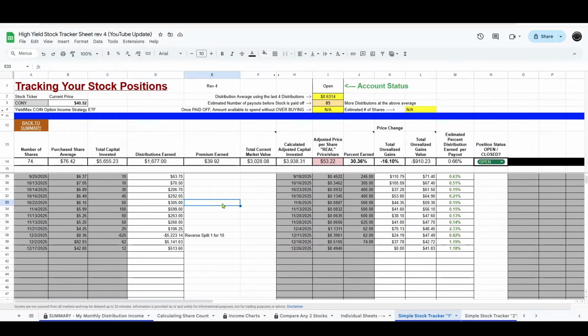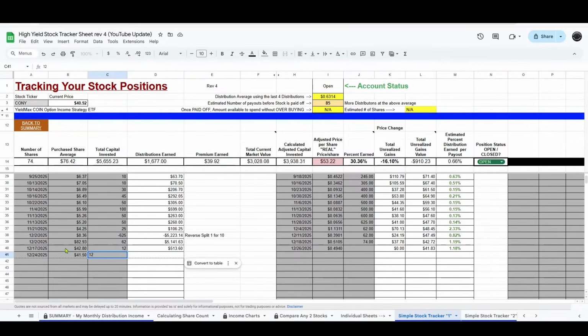But while we're on CONY, let's just go ahead and enter in the purchase that I did make on CONY. And that purchase was on 12/24. The price that I did buy it at was $41.50. Now, the $41.50 is below my real price per share of $53.22. Therefore, it will lower that real price per share. So I purchased at that $41.50. And how many shares did I purchase? I got a total of 12 more shares.